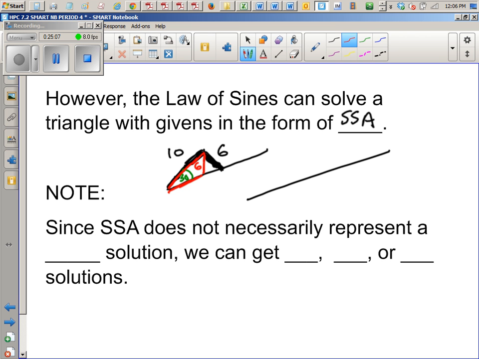So SSA is just simply not a uniqueness theorem. It's not forbidden for any reason. It's just not going to give us a unique solution every time. We can actually get 0, 1, or even 2 solutions to an SSA scenario. Okay? So I think we should do an example of a 0 solution case, a 1 solution case, and a 2 solution case. The math is not hard.